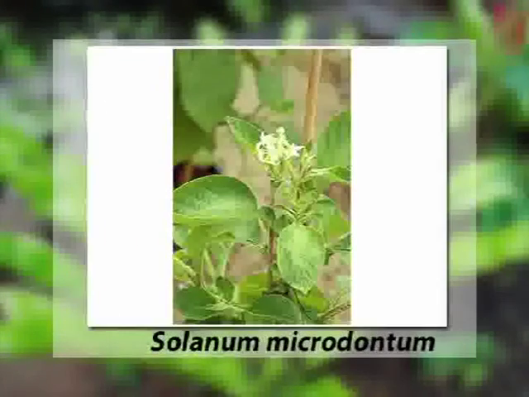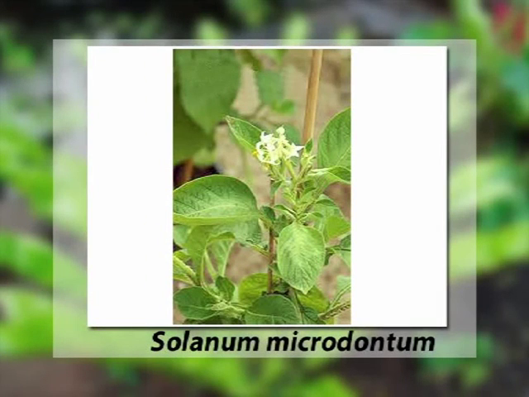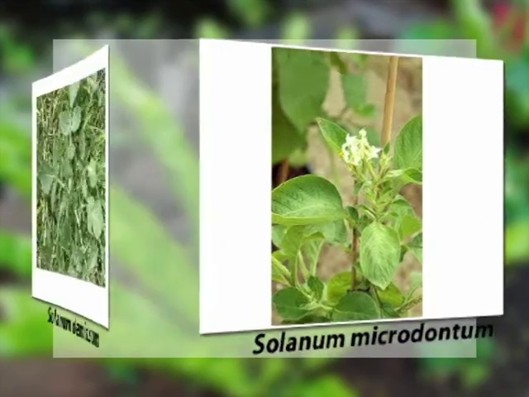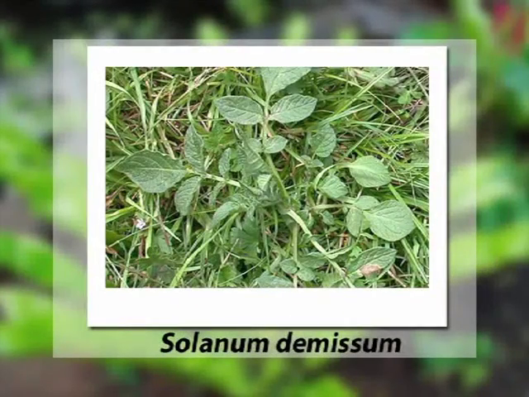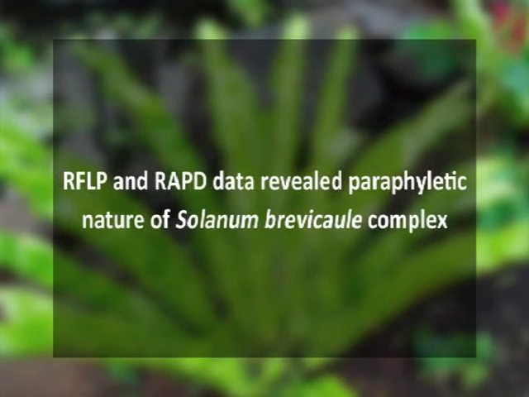Unexpectedly, however, Solanum microdontum was associated with series Megistacroloba rather than with series Tuberosa, and Solanum demissum series Demissa and species of series Acaulia appeared closely affiliated. Similarly, use of single to low copy RFLP and RAPD data revealed the paraphyletic nature of the Solanum brevicaule complex.